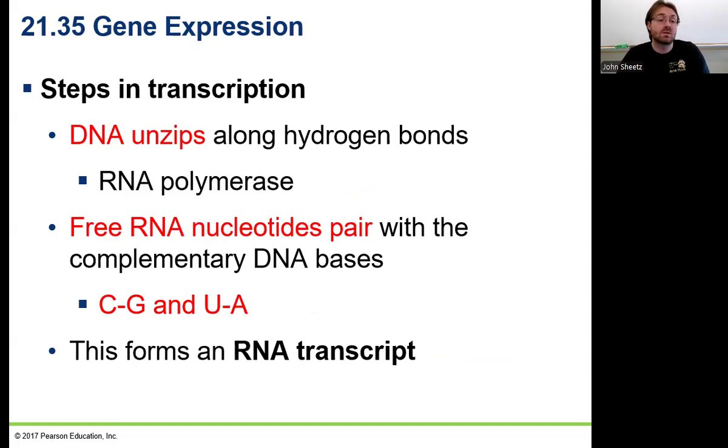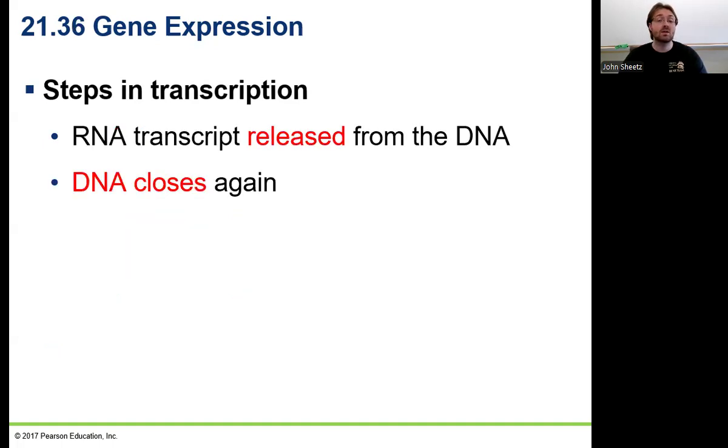Steps in transcription. So DNA unzips along the hydrogen bonds using an enzyme known as RNA polymerase. Free RNA nucleotides then pair with complementary DNA bases. So, like, if there's a C that is being opened up by the unzipping of the DNA, a G is going to bind to it. If an A is opened up by the unzipping of the DNA, a U is going to bind to it. This forms an RNA transcript, this chain of RNA bases that are complementary to the DNA base chain. The RNA transcript is then released from the DNA, and the DNA rewinds itself and closes up that helix again.